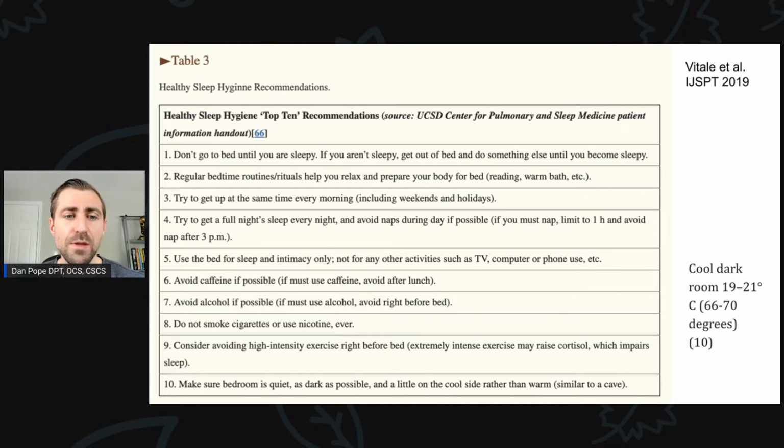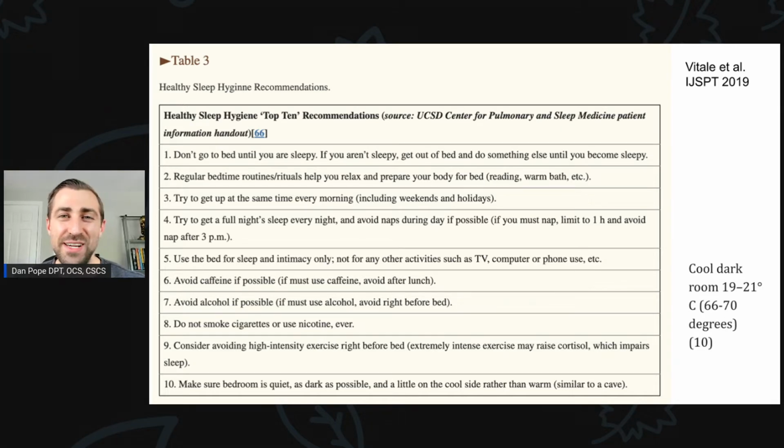Okay. Number 7, avoid alcohol if possible. If you must use alcohol, avoid it right before bed, right? Seems counterintuitive because for a lot of folks, drinking a glass of wine helps them go to sleep at night. The problem is that when alcohol is metabolized in your body, it actually wakes you up a little bit. So if you drink alcohol, it may help you go to sleep, but it's going to reduce your sleep quality.